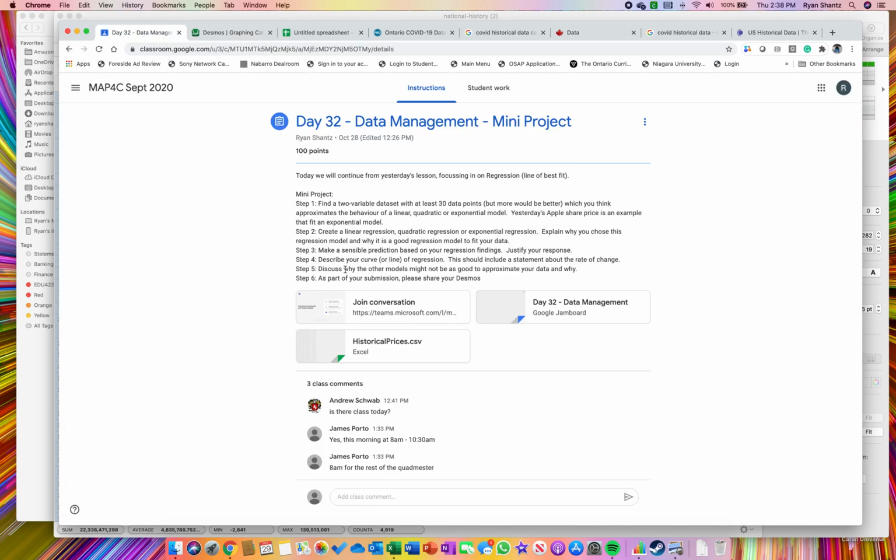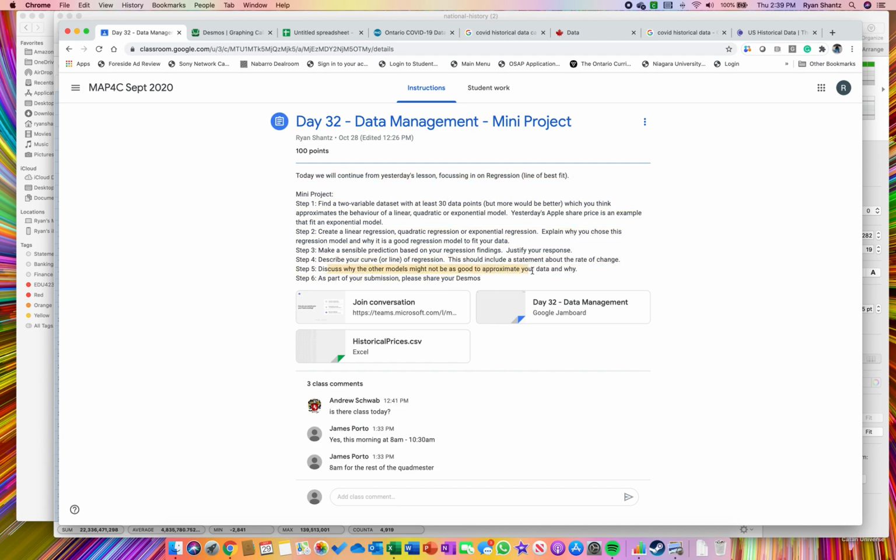Okay. And then describe your curve. This should include a statement about rate of change. We did. So our line of best fit, or our curve of best fit, is a quadratic equation, and the rate of change is just how I described it.